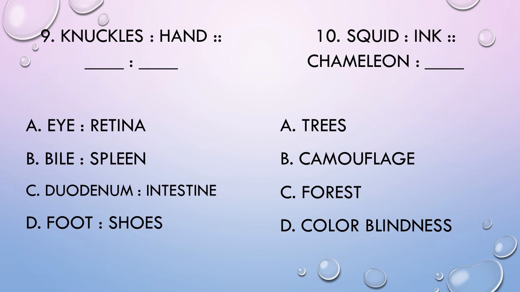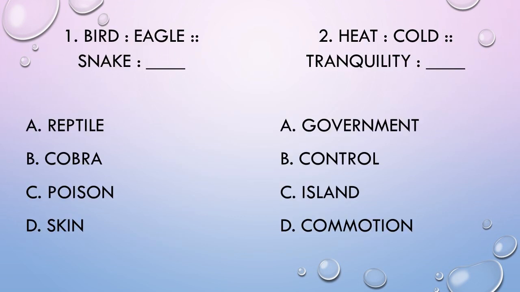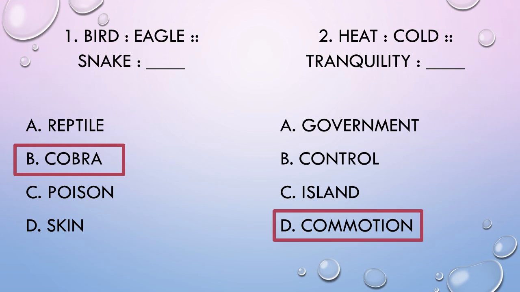Let's check. The answer for number 1 is letter B. Eagle is a kind of bird, so we have to identify which of these things is a kind of snake. Number 2. Cold is the absence of heat. Therefore, commotion is the absence of tranquility.